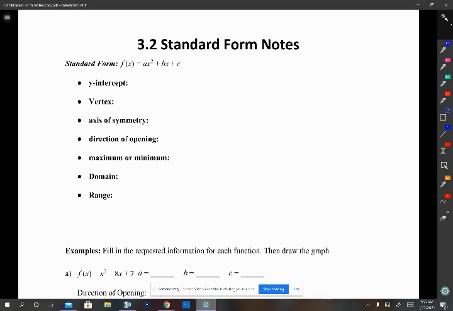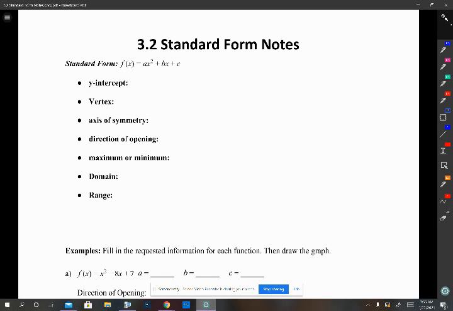So 3.2 is on graphing standard form, quadratics in standard form. And so we've talked about that. You've played with that a little bit in 3.1. So we're just going to focus on if you're given an equation in standard form.